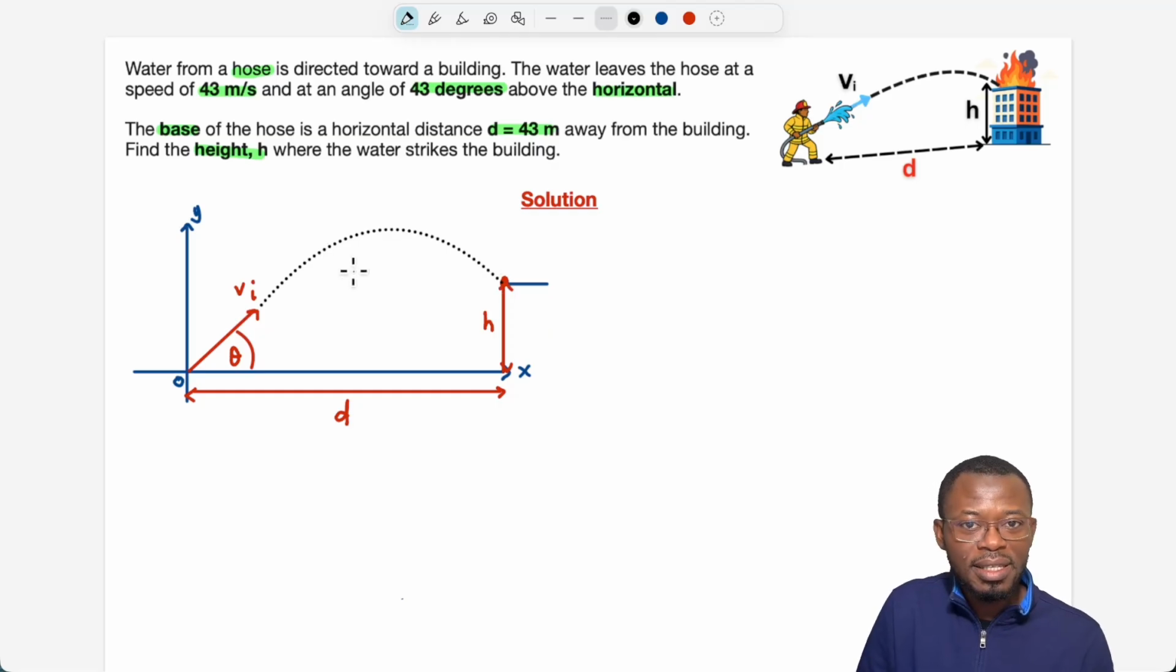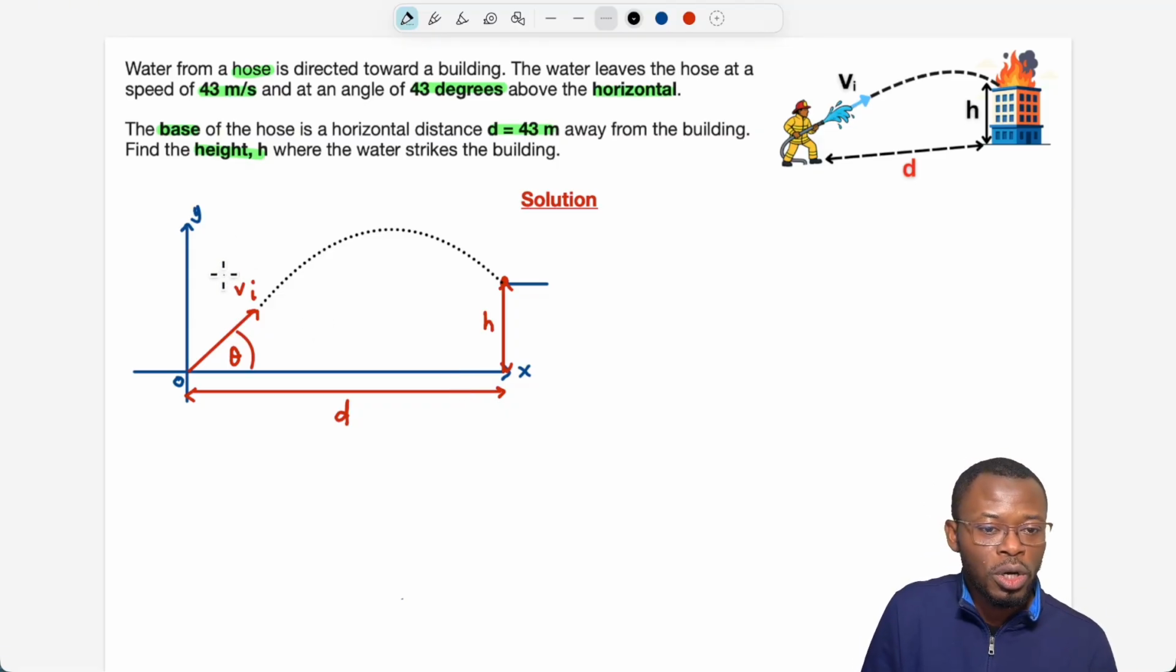This is another key thing to note in this problem. You are not to calculate the maximum height. We are interested in calculating the height where the water strikes this building, all right? So that happens at the same time the water travels this range. So the time is key in determining or solving this problem. But we still need to do something.